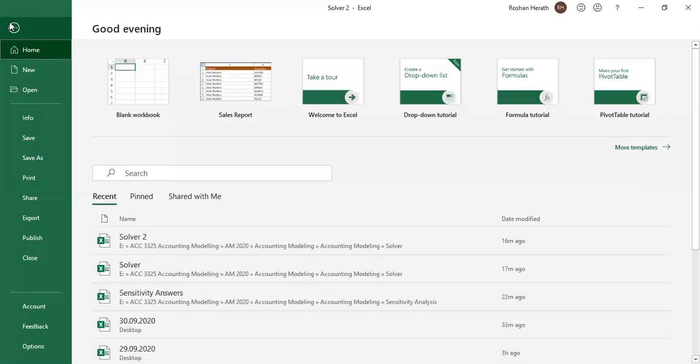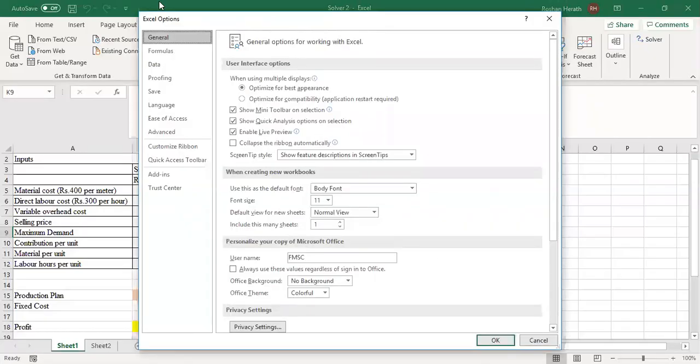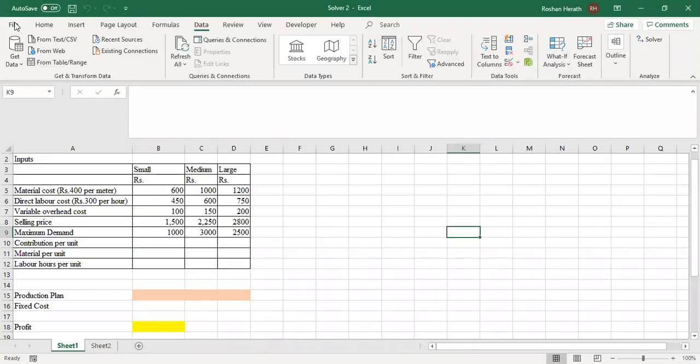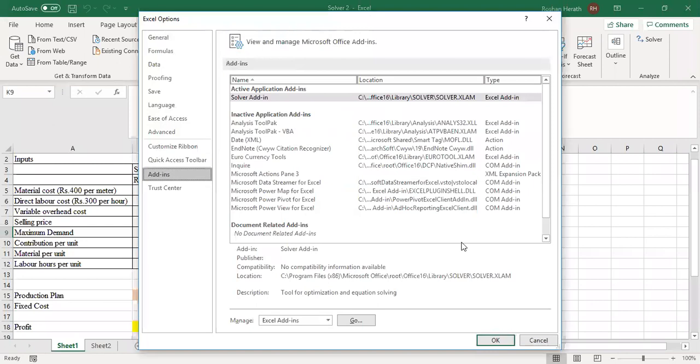So simply go to the file, then go to the options at the bottom. Then you can see the Excel options appear. There you can go to add-ins. Sorry, go to the options and it is add-ins. Once you go to add-ins, you can see at the bottom the manage is there, and a drop down list is also there. Out of that, you need to select Excel add-ins, and by default it is over there. So all you have to do is click on go.